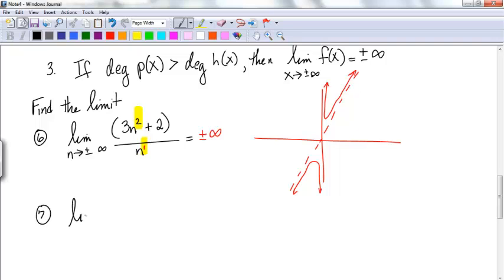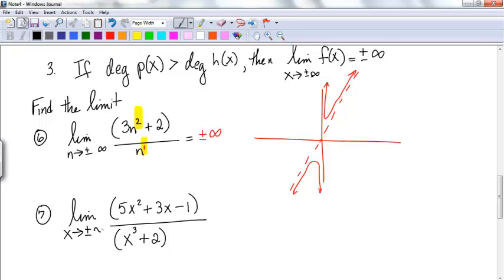Say I give you the limit, up in the numerator, 5x squared plus 3x minus 1, and it's all over x cubed plus 2 as x goes to positive or negative infinity. And the shortcut only works when this is going to infinity. Next year we're going to go to a specific number, and that shortcut doesn't work on that. Okay? So you look at the degrees.